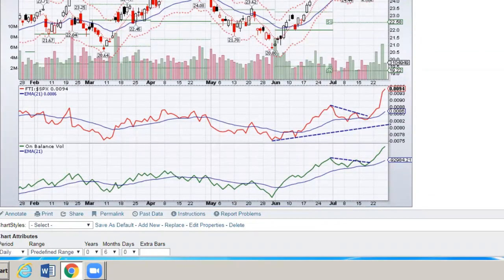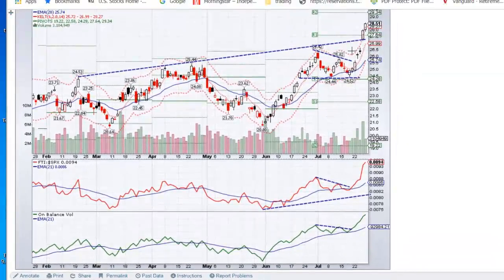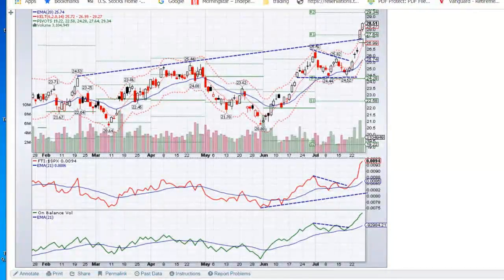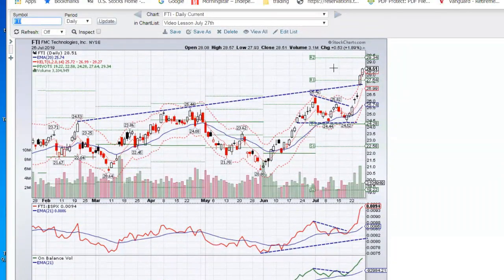So if instead it should pull back into where we got out, so now this 26.42 level becomes good support, that's where I'd be looking to get back in, between 26.40 and 27.40, if the market is that accommodating. Questions about this chart or about FTI?